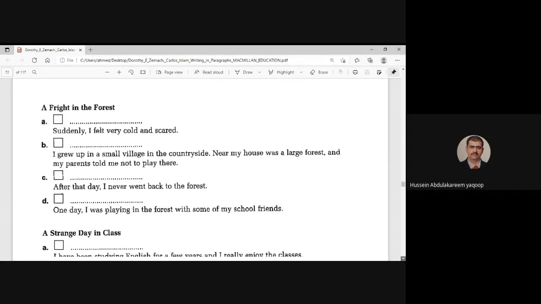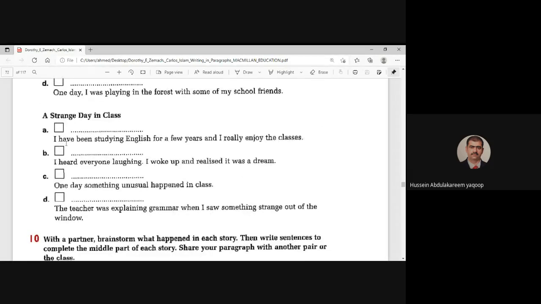Okay, now let's move to the second part. Here we also need to do the same, but maybe the title of the story or the events of the story, of course, are different. A Strange Day in Class. Also, we need to reorder these sentences to form a paragraph. Yes, we have Muhammad Jihad. Yes, doctor. Which letter do you choose first to be the background information, Muhammad?